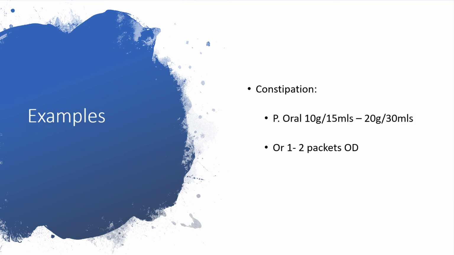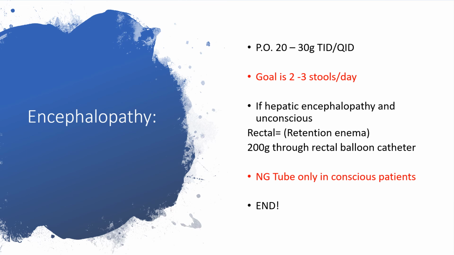Okay, examples of where and when we can use lactulose. Constipation: can give lactulose per oral at 10 grams per 15 ml to 20 grams in 30 ml, or 1 to 2 packets once daily. In hepatic encephalopathy, you can give per oral 20 to 30 grams TID or QID if the patient is still conscious, and the goal is 2 to 3 stools per day. Anything beyond that, you are treating the patient to another problem entirely.